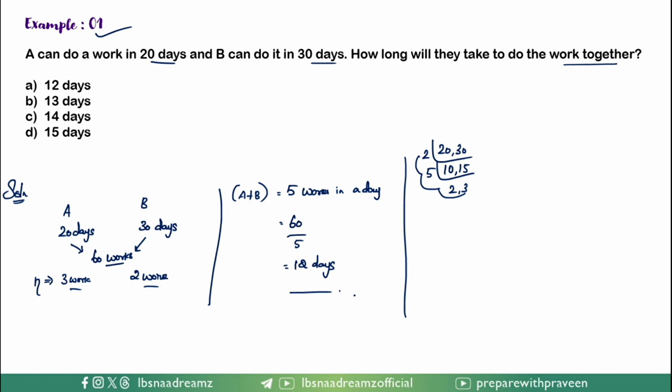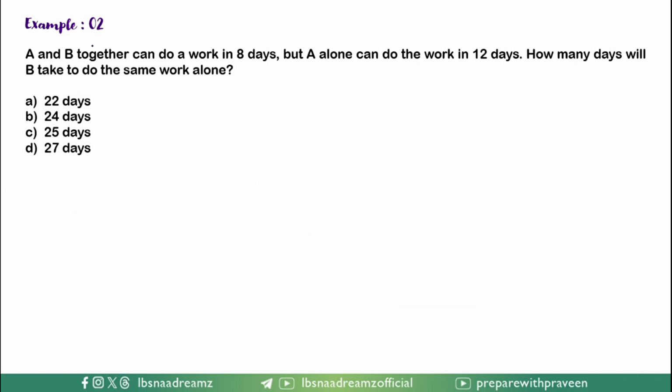So got it? If A is doing the work alone, he will take 20 days. If B is doing the same work alone, he will take 30 days. When A and B are together doing the same work, they will complete the work in 12 days. So option A is the right answer. Example 2. A and B together can do a work in 8 days, but A alone can do the work in 12 days. How many days will B take to do the same work alone?